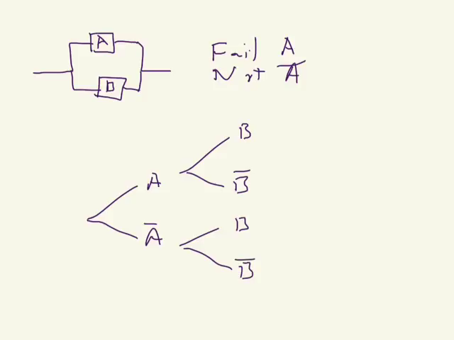Now, of these, the only way that this system can possibly fail is if A fails and also B fails. Remembering that to find the probability of that whole thing happening, we need the probability of the first part multiplied by the probability that the second thing happens. So we need the probability of A multiplied by the probability of B, and that gives you that. That is the probability that this system is going to fail.